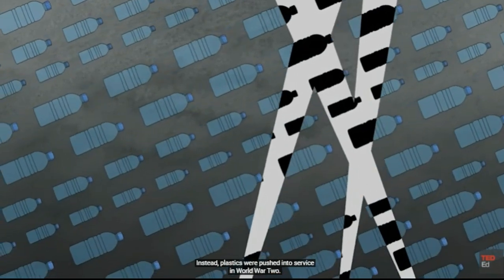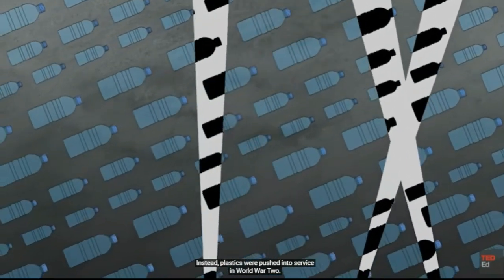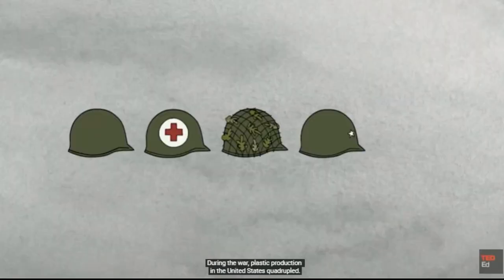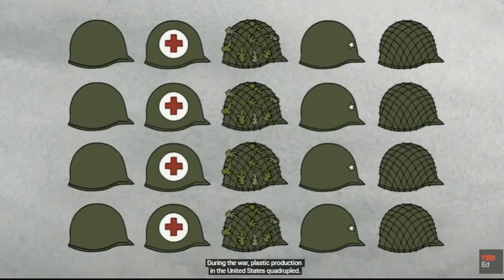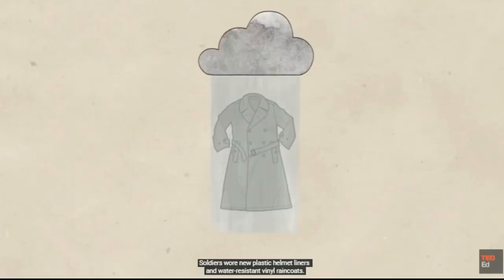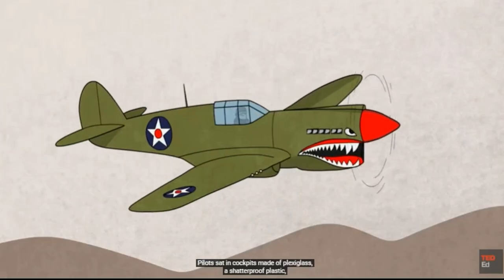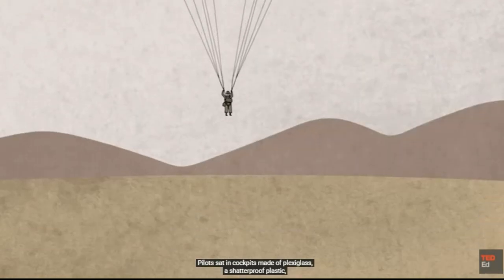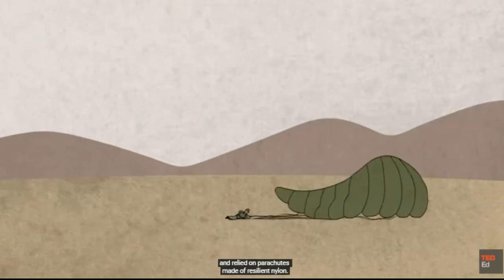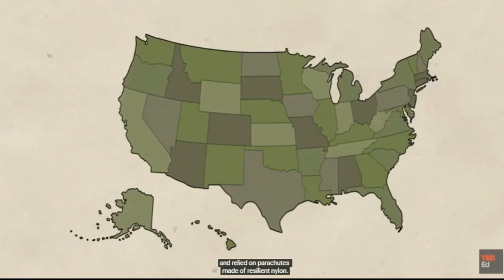Instead, plastics were pushed into service in World War II. During the war, plastic production in the United States quadrupled. Soldiers wore new plastic helmet liners and water-resistant vinyl raincoats. Pilots sat in cockpits made of plexiglass, a shatterproof plastic, and relied on parachutes made of resilient nylon.